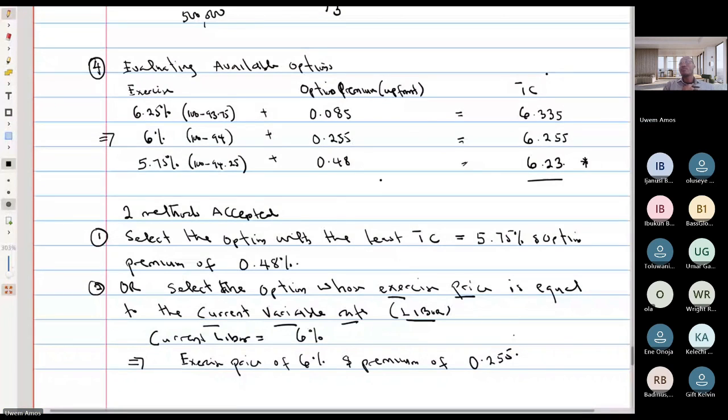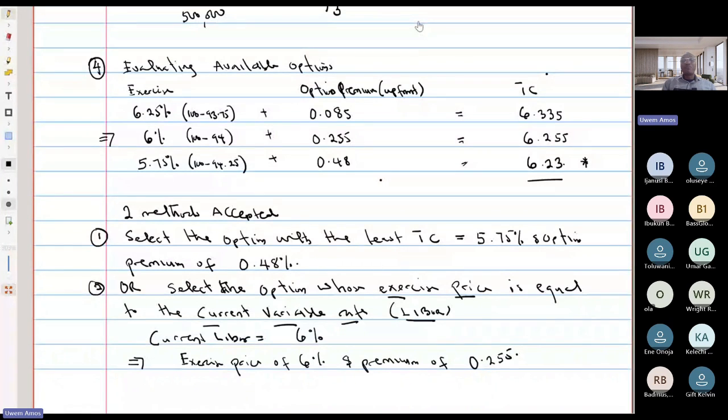So guys, which of these two methods, let me hear from one or two people and then we'll make a choice. Which of these two methods do we think we should adopt in selecting the option we should go for from the three available in December? What does your instinct tell you? I need to pick one. Any of the two is accepted. What do you think? Should we go with the least, or should we go with the one that gives us an exercise price equal to the current LIBOR?